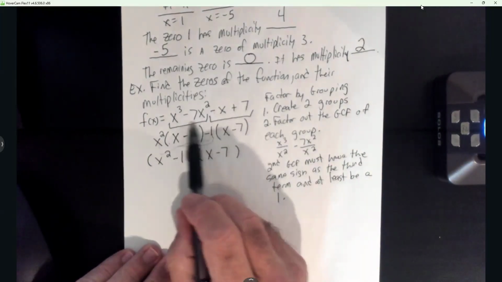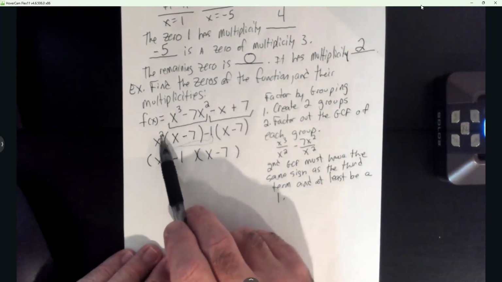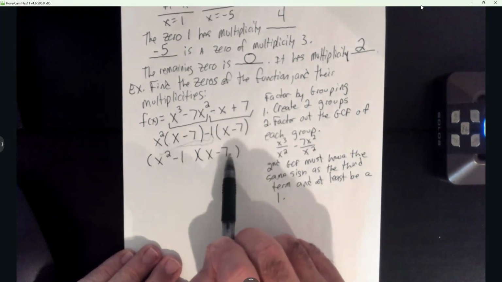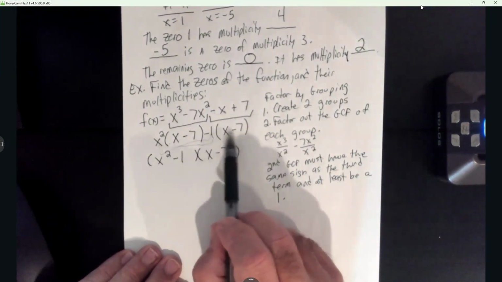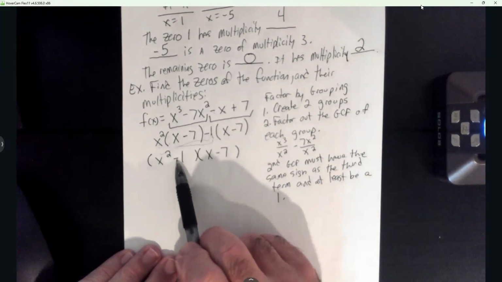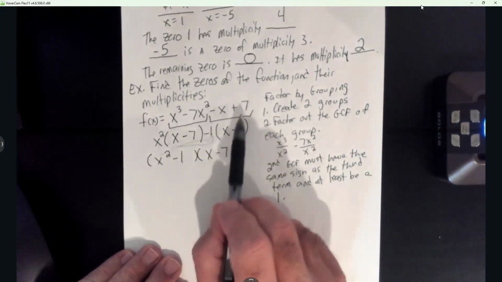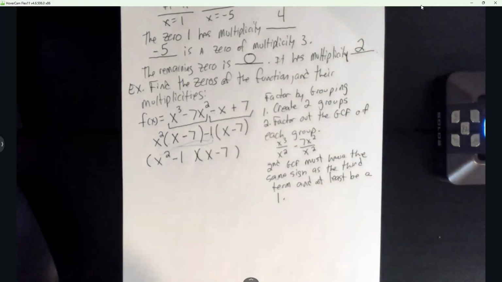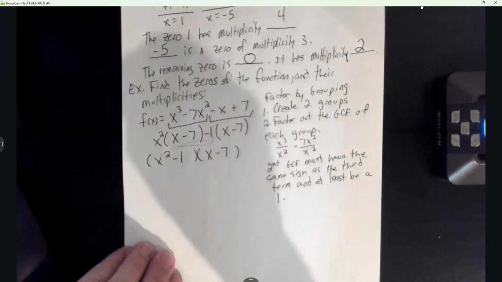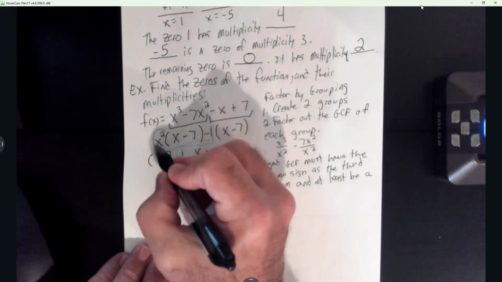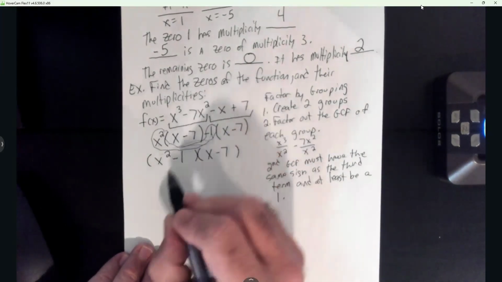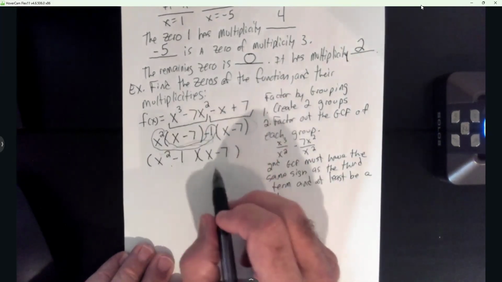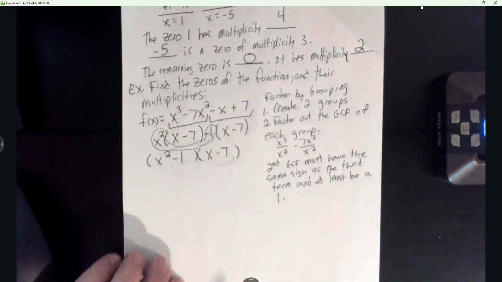So the outside, but watch this, y'all. You had x squared times x minus 7. Here you got an x squared times x minus 7. You had a negative 1 times x minus 7. You got a negative 1 times x minus 7. So you're just rewriting this almost like you're undoing the distributive property, okay? So just remember, the stuff on the outside goes into the first parentheses, and then whatever was in the parentheses, we put in the second. All righty.